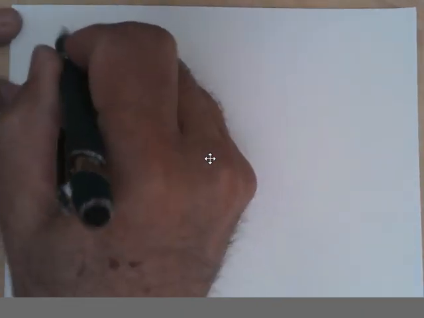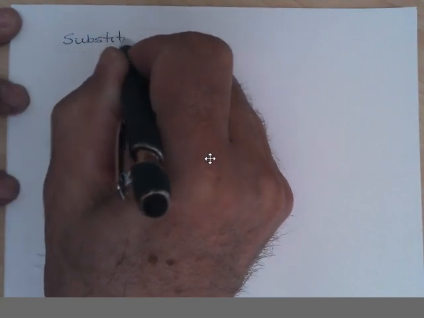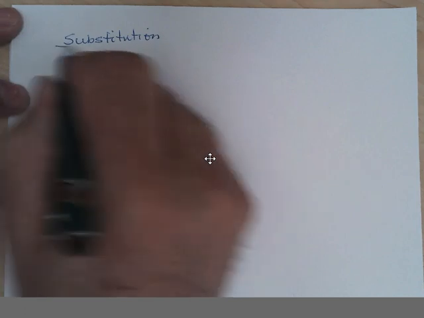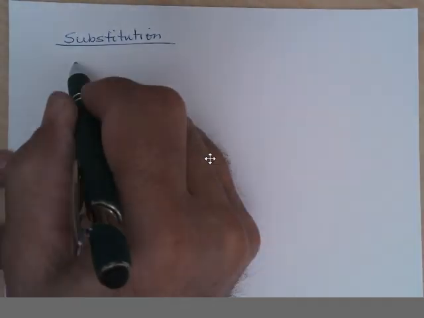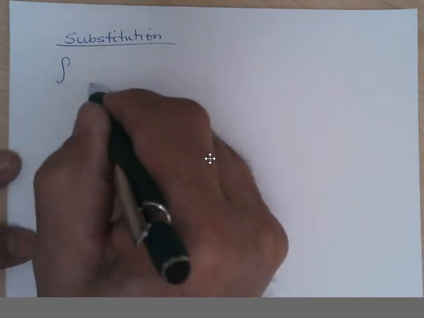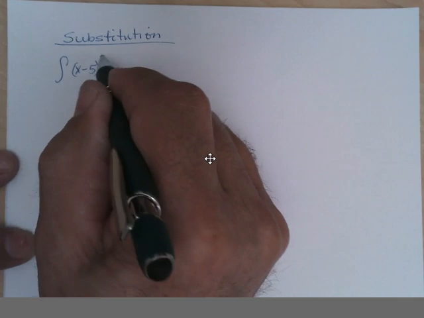Okay, the introduction to integration by substitution. Here's my approach to it. We're going to do an indefinite integral of x minus 5 to the fourth.